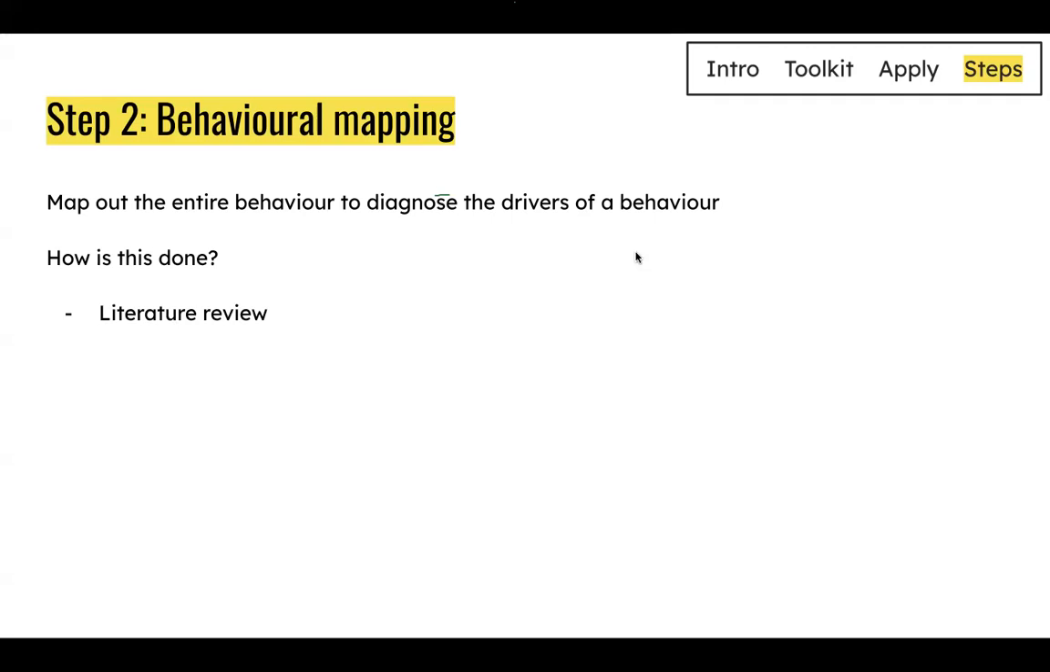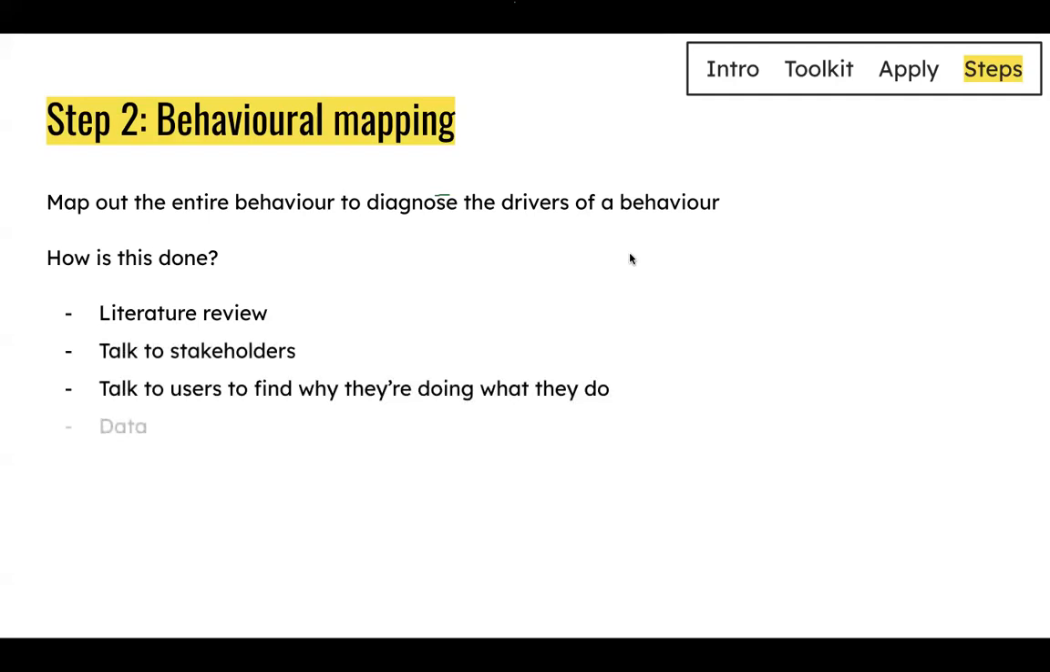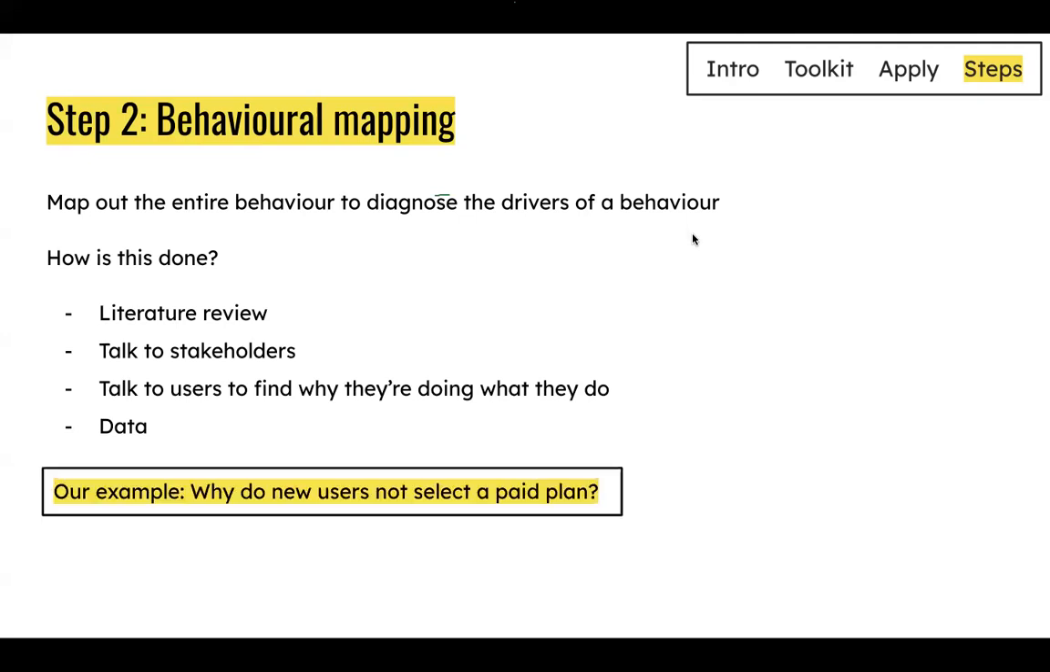And I often see folks in product companies not really looking at old research papers. They usually fill with insights. Do that. And of course, talk to your users, talk to stakeholders, and also look at all the data, right? So again, all data as in all swipe data, all click data, every single piece of data that's available at hand, right? Okay, so now we want to know, why do our new users not select a paid plan, right?